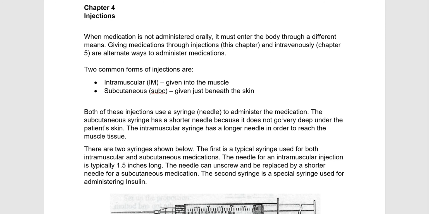Chapter 4 is injections. So in Chapter 3, we did medications administered orally. If we cannot administer medications orally, there's a couple other ways we can do it. One of them is going to be through injections, which is this chapter. And then we'll also do them intravenously, which is in the next chapter.